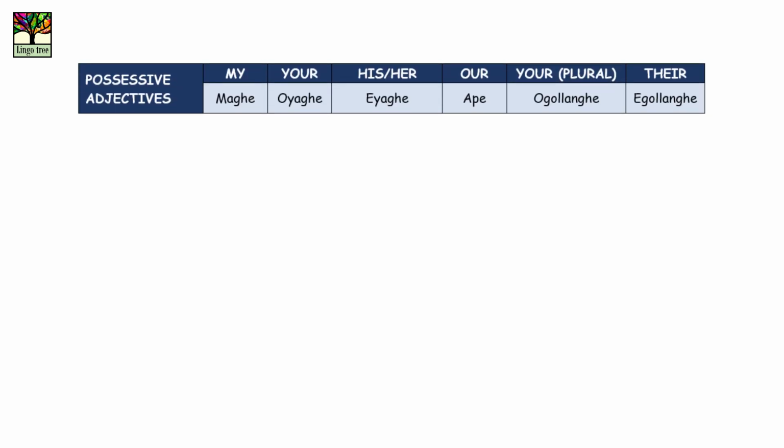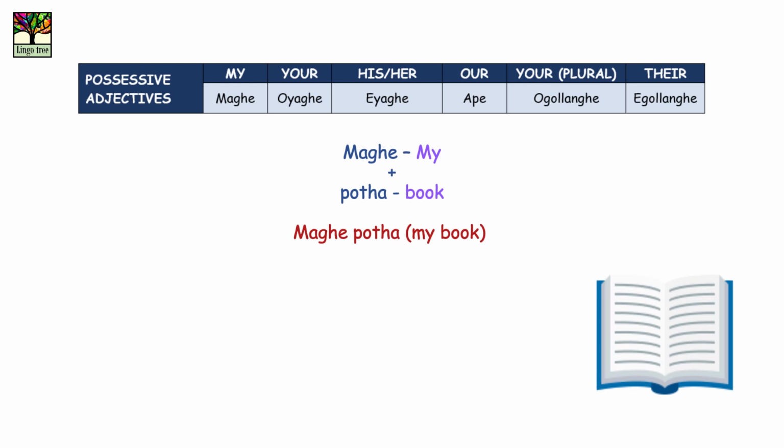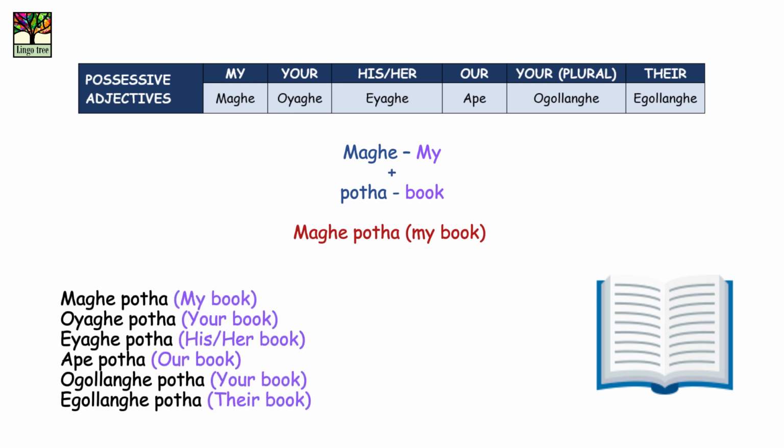Now let's have a look at some examples on how to use the possessive adjectives. Consider the word book. In Sinhala, book is පොත. Simply apply the chosen possessive adjective followed by the noun. Examples. මගේ පොත. ඔයාගේ පොත.